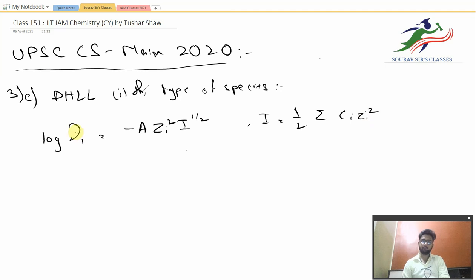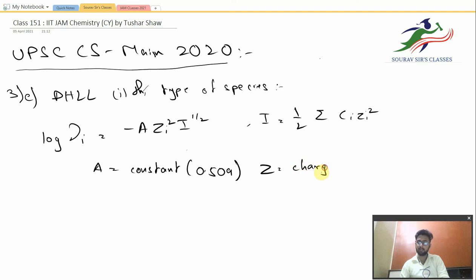Now let me explain the terms for you. Here A is a constant, obviously. Its value is 0.509. Z is the charge on each species, the charge on the ith species. Here we are taking the square every time we are writing z, so the negative or positive doesn't matter. Only the magnitude would be considered. I is known as the mean ionic activity coefficient.